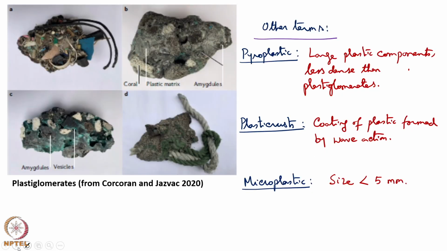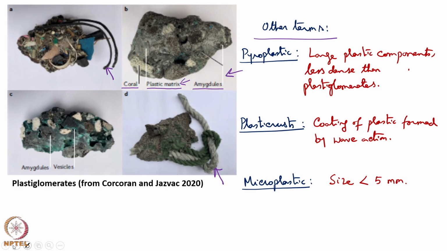Let us have a look at different plastiglomerate photographs. In this case, the plastic matrix has been identified, corals make one of the components. Amygdules have also been identified. Out of these three, plastic matrix is the artificial input within this rock. Now, in other examples, we can see a rope, and here also a rope is visible.